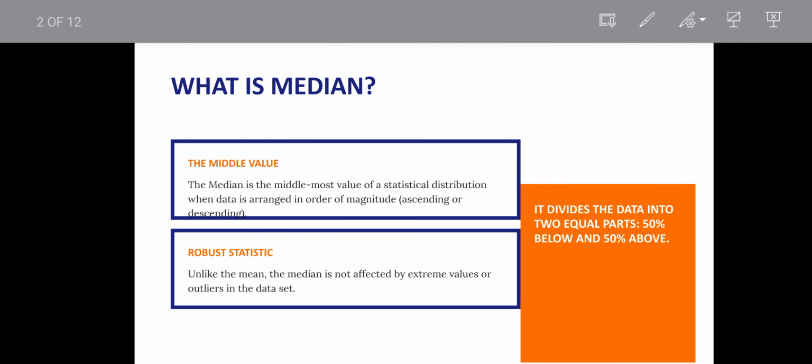The median is the middlemost value of the statistical distribution when data is arranged in order. You can arrange the data in ascending order or descending order. After arranging the data in ascending order, you can find the median. Actually, median divides the data into two equal parts, 50% below and 50% above. Unlike the mean, the median is not affected by extreme values or outliers in the data.